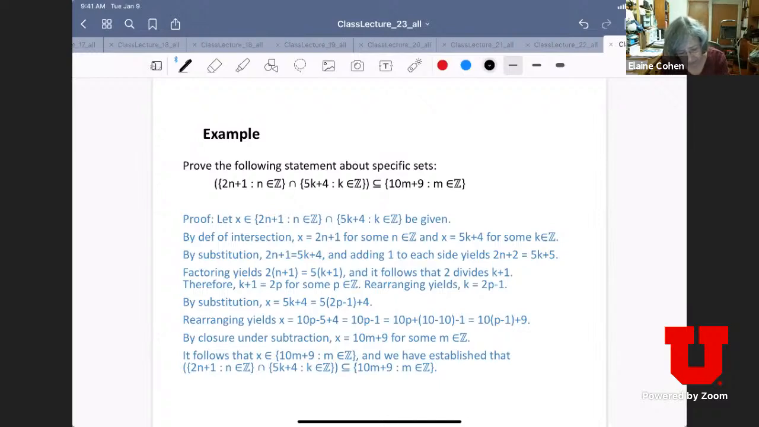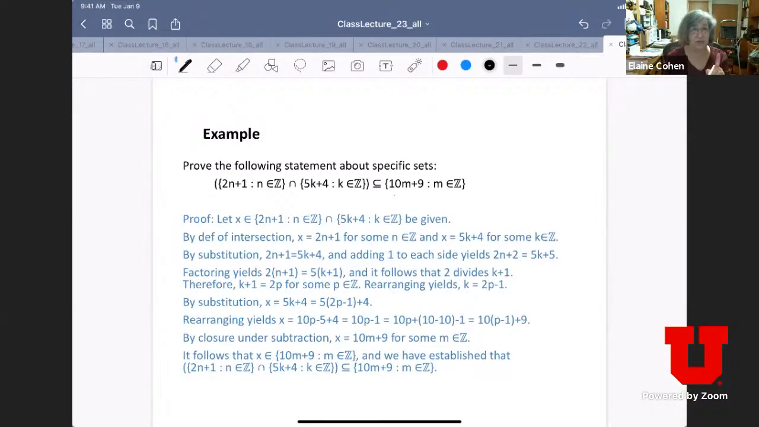This says, given the set of all integers of the form 2n plus 1, those are all the odd integers, and their intersection with the elements of integers in the set 5k plus 4, those have some evens and some odds. That intersection is contained in the set of all integers of the form 10 times an integer m plus 9. Okay, so how do we prove that?